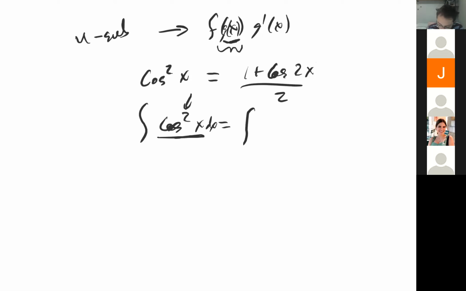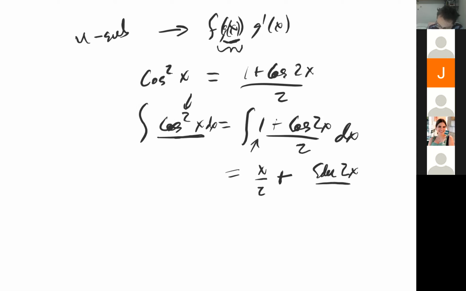But if we rewrite it as (1 plus cosine 2x) over 2, then this is good because we can integrate this pretty easily. The first part just gives you x, and the second part gives you a sine term. If you don't know this formula, you're in trouble because then you have no good way to approach this problem, or at least no way that I can see immediately.